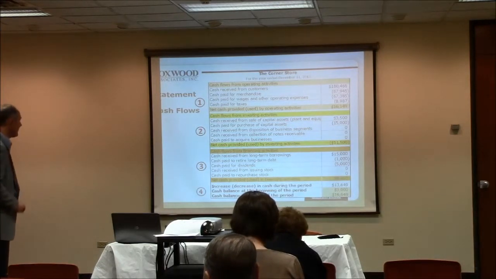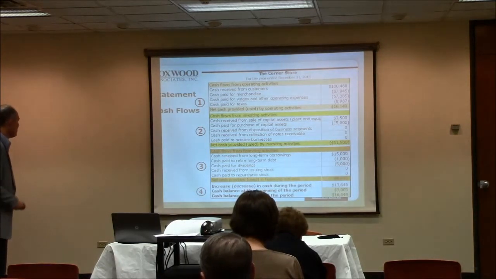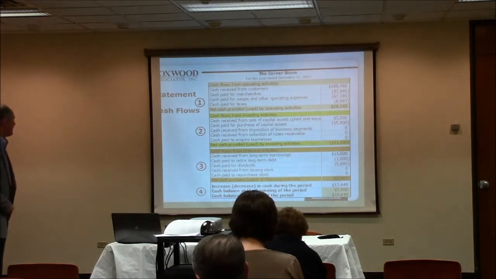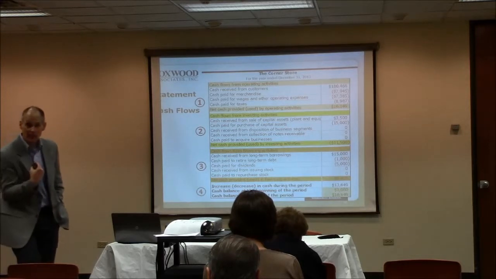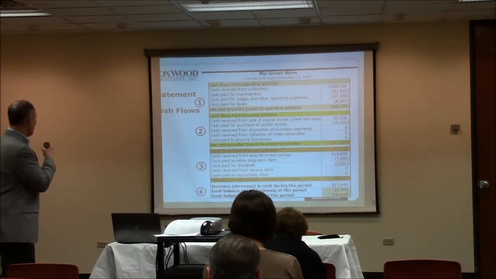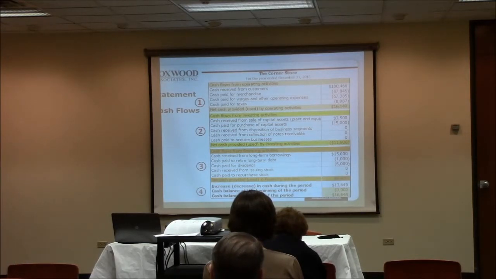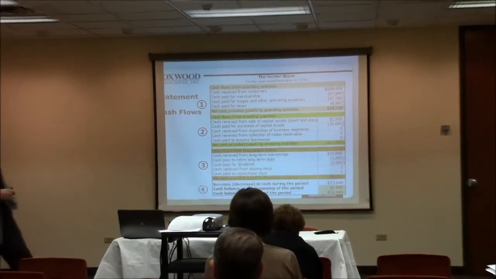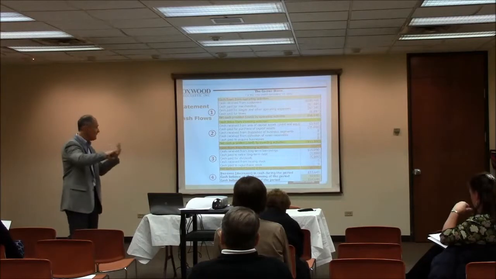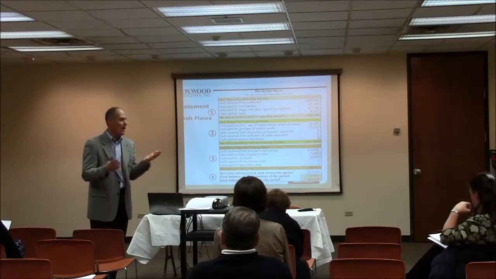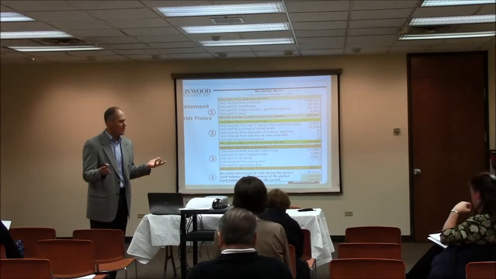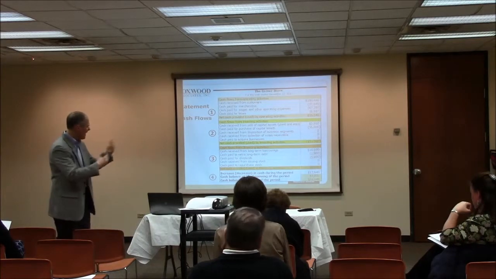Cash flow from investing. Well, what do we have there? Cash received from the sale of capital assets, $3,500. So money came in, $3,500. Cash paid for the purchase of capital assets. It's a negative number, so money went out. Now I had $3,500 come in, I had $15,000 go out, so actually in that category, more went out than came in. I don't know what it is. Okay? I just know that I had that exchange.